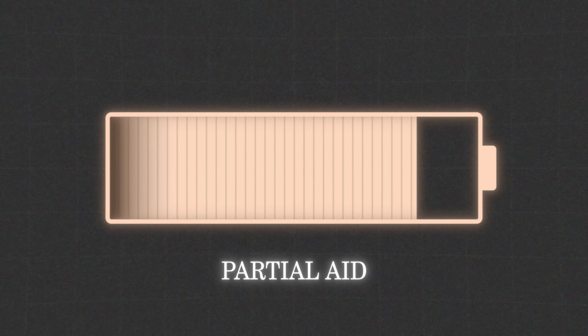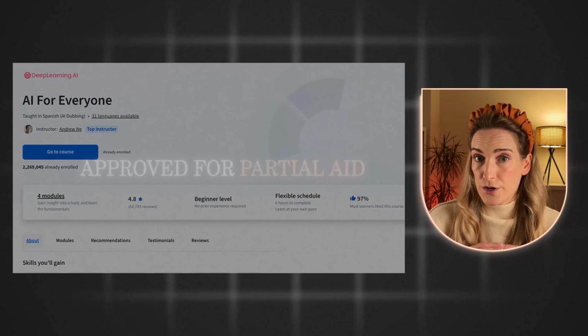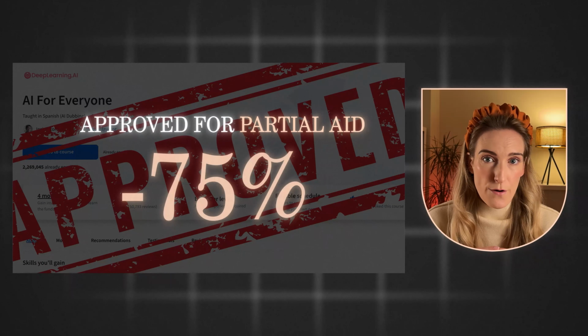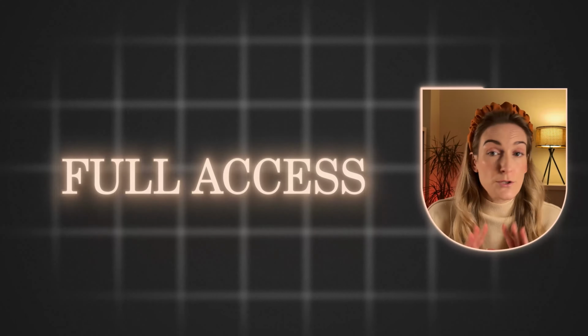Some still do, but a lot of newer or partner-run courses now offer partial aid, usually somewhere between 50 and 90%. For example, when I applied for AI for Everyone, I was approved for partial aid and got 75% off. I still had to pay a small amount, but I received full access to everything. Videos, quizzes, graded assignments, the certificate, all of it.